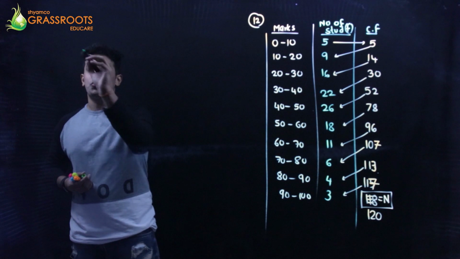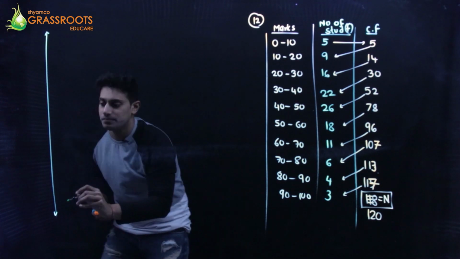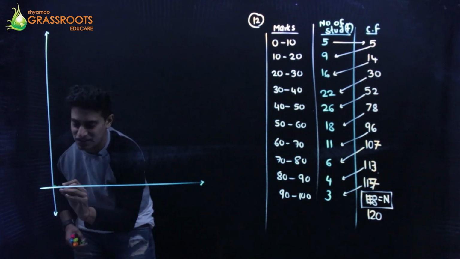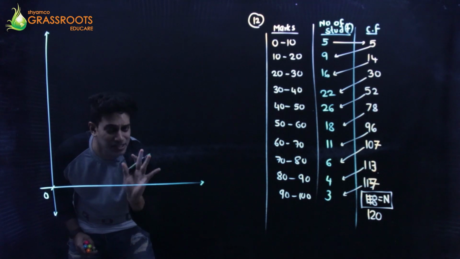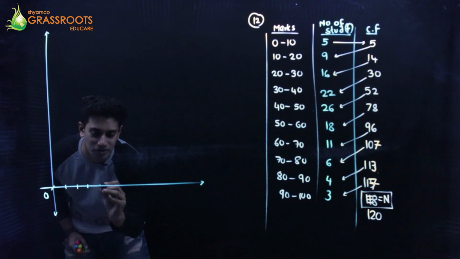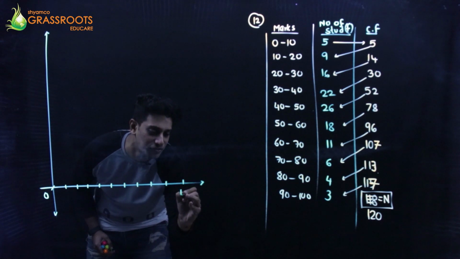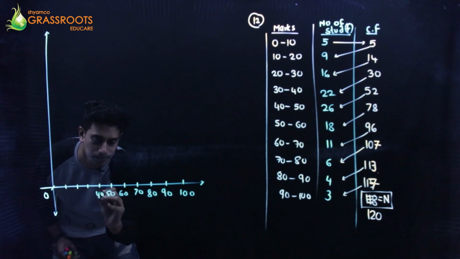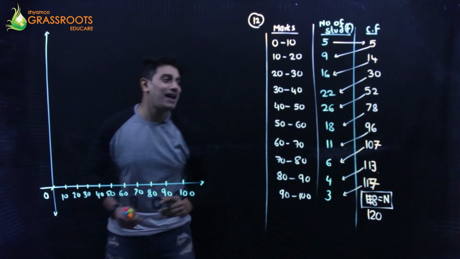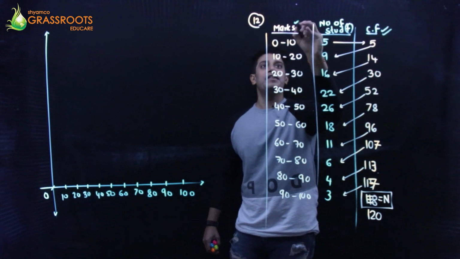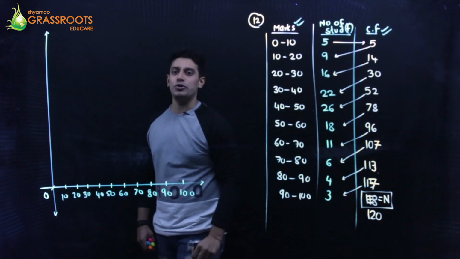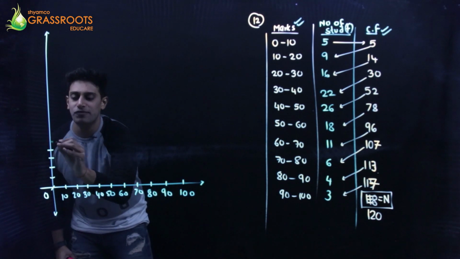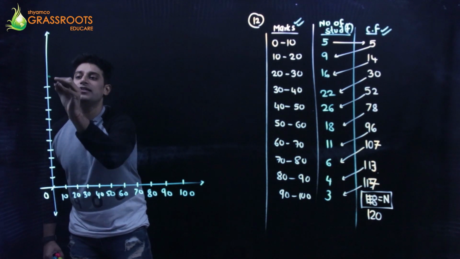Okay, let's draw the ogive. Yeah, in an ogive, we have 0. It starts from 0. 1 centimeter is 10 units. 10, 20, 30, 40, 50, 60, 70, 80, 90, 100. Okay, maximum CF. You need to plot CF and marks. No need of frequency. It's going till 120. You take 10 centimeter. 1 unit, 10 centimeter. 10, 20, 30, 40, 50, 60, 70, 80, 90, 100, 10, 20.